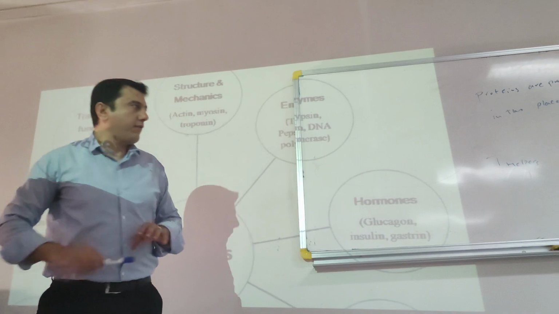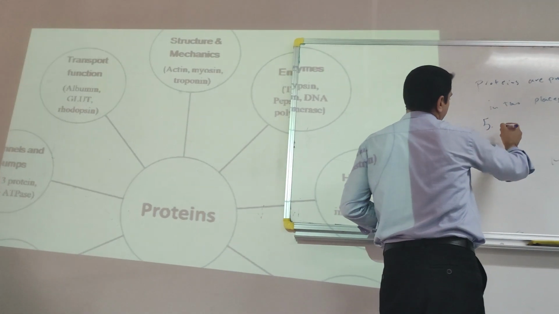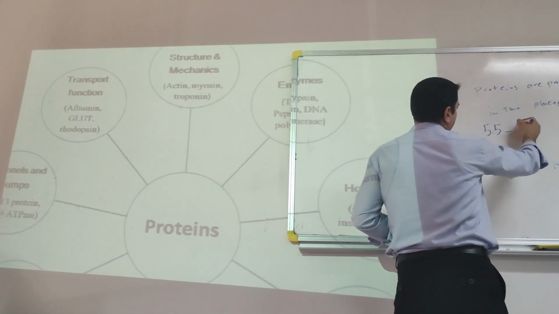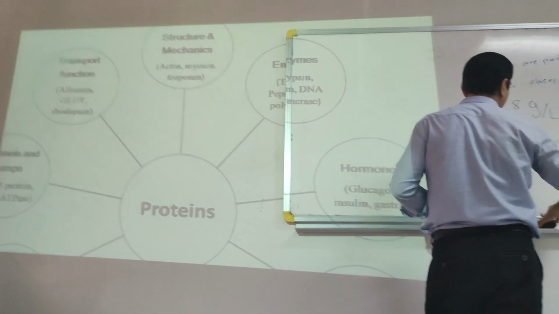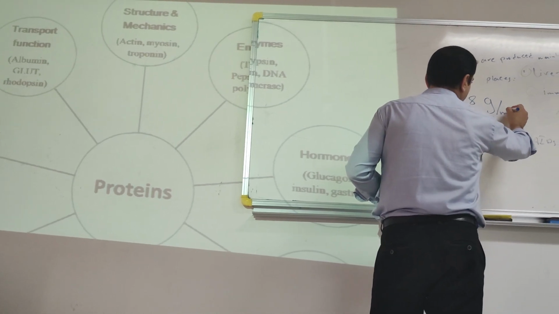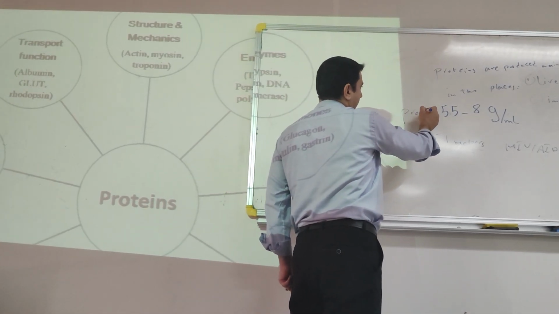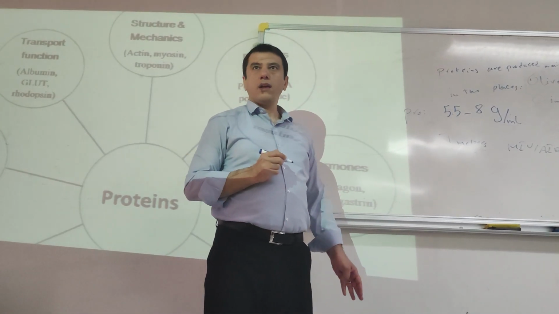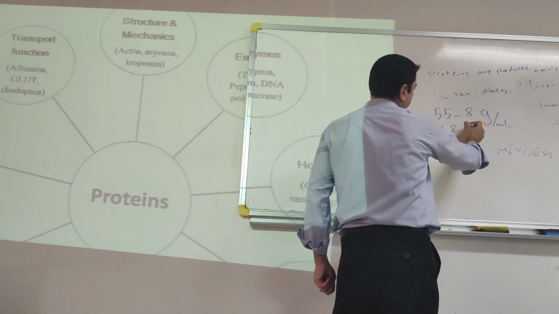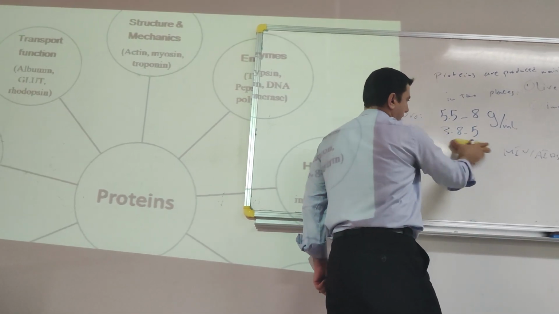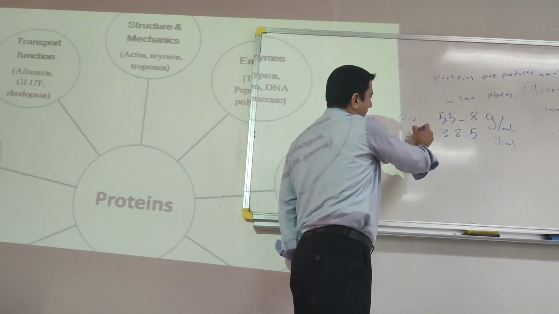The total amount of proteins in our blood is about 5.5 to 8 gram per ml. Around 3.5 to 5 gram per ml of these proteins is albumin.